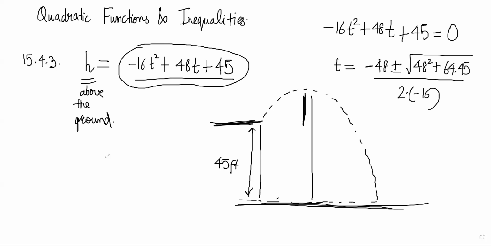To find the maximum x value, you do negative b over 2a, which gets 3 over 2, and then you plug in 3 over 2 into the equation to get 153.